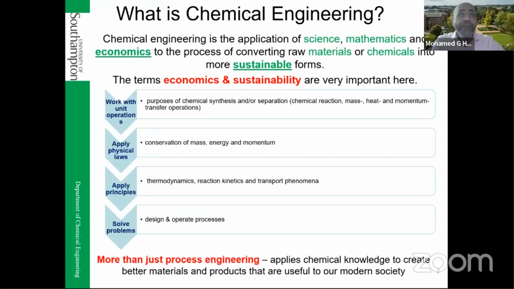So before I move forward, I just want to give you the latest definition according to the Institute of Chemical Engineers and the Engineering Council about chemical engineering. It's the application of science and mathematics and economics in converting raw materials or chemicals into more sustainable forms here. And chemical engineering, historically, it's all about upscaling the raw material, first of all, designing a process that will change the building blocks from the raw materials into useful products for society.